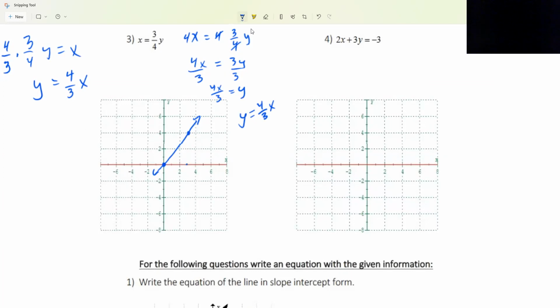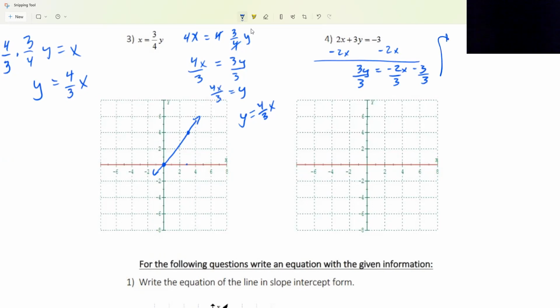All right, so number 4, if you want to try it, just pause the video, try it, plot the line, and if it comes out, great. If it doesn't, just see where you went wrong or got off track. So what I'm going to do is subtract 2x from both sides. 3y = -2x - 3. So let's divide by 3, divide by 3, divide by 3.